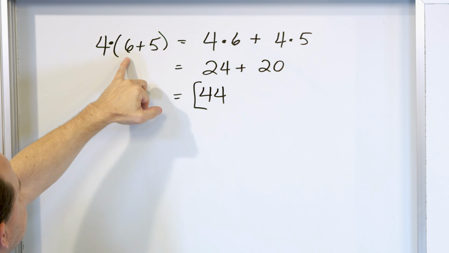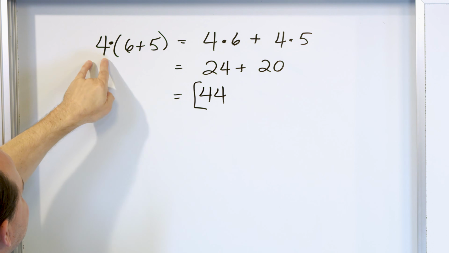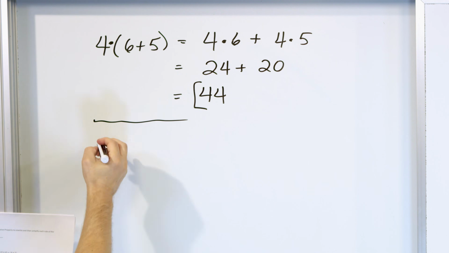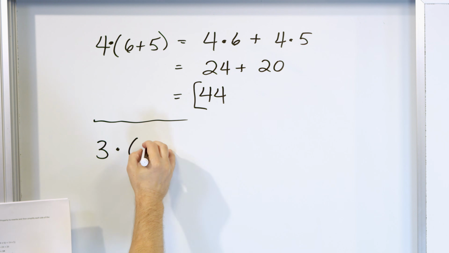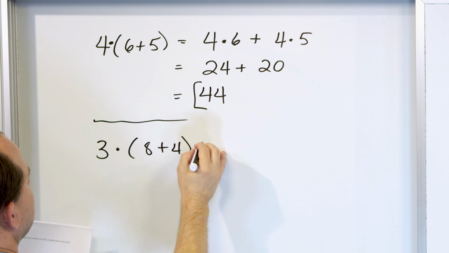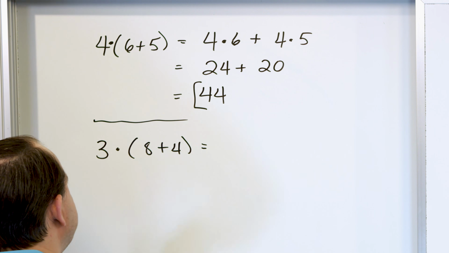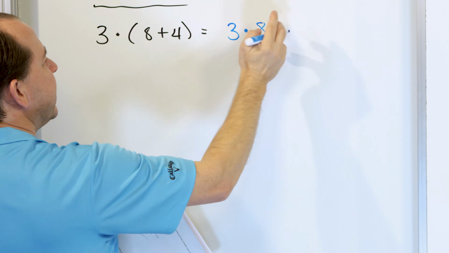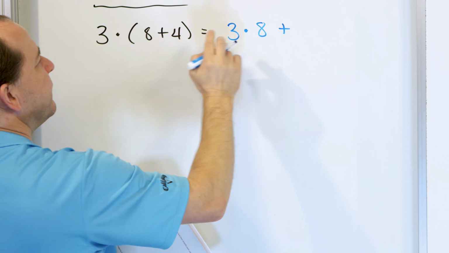You can check it. 6 plus 5 is 11. This 11 times 4 would be 44. So you know it's the correct answer. What about 3 times 8 plus 4? What would I get? I distribute in 3 times the 8. And then I have a plus sign from here. And then 3 times the 4.